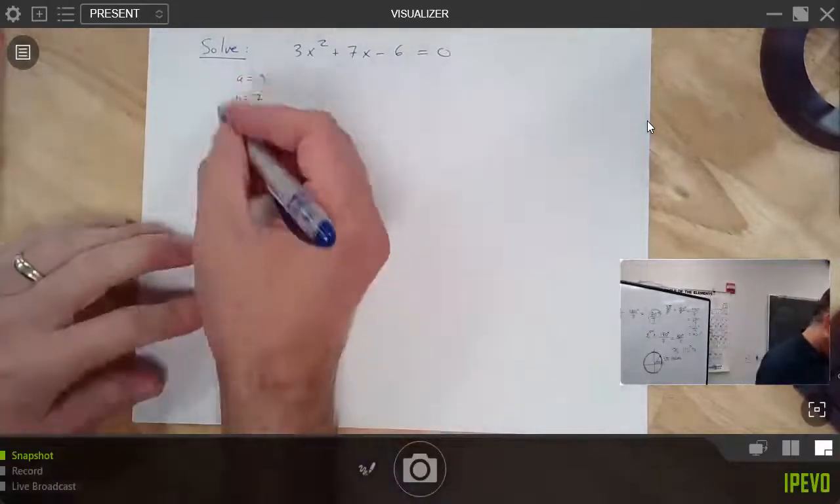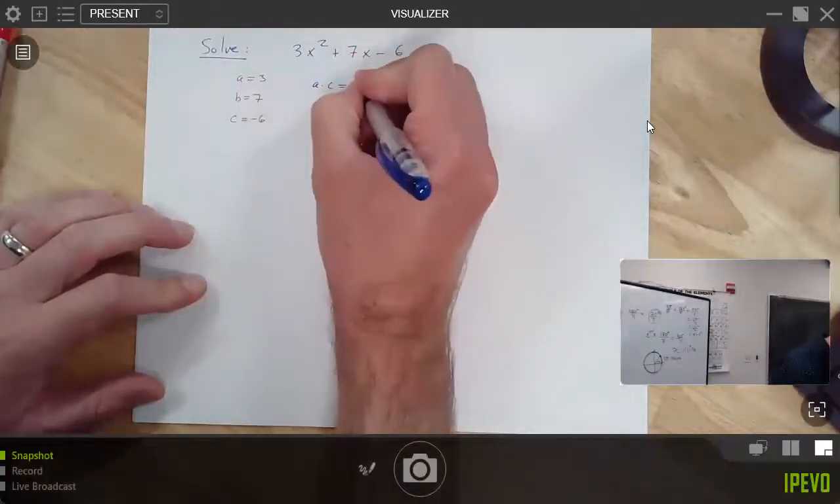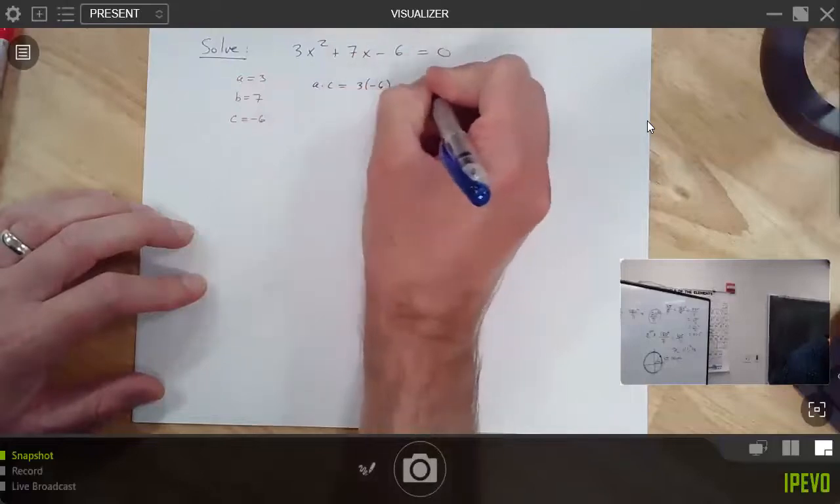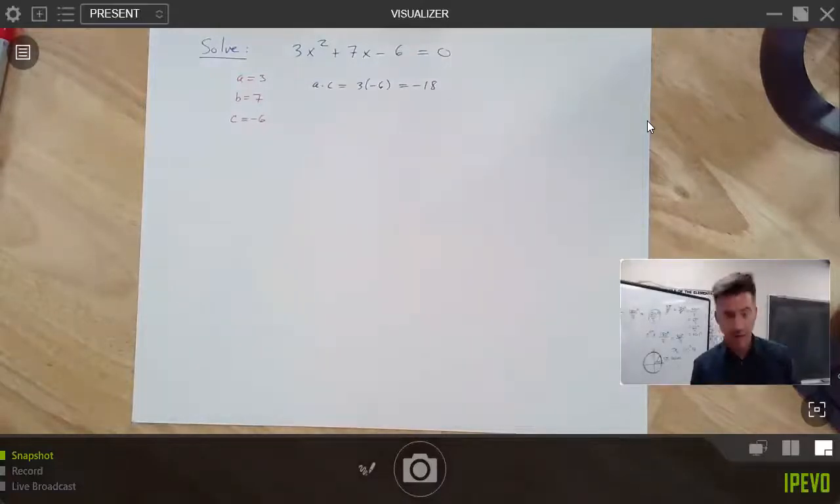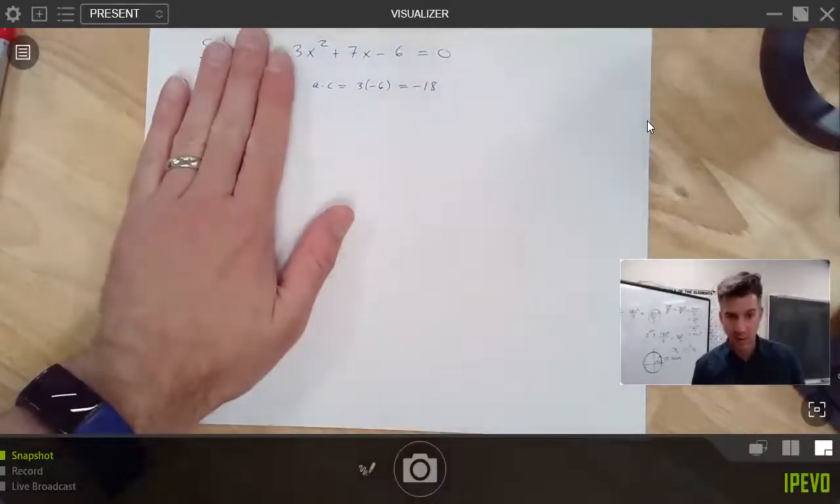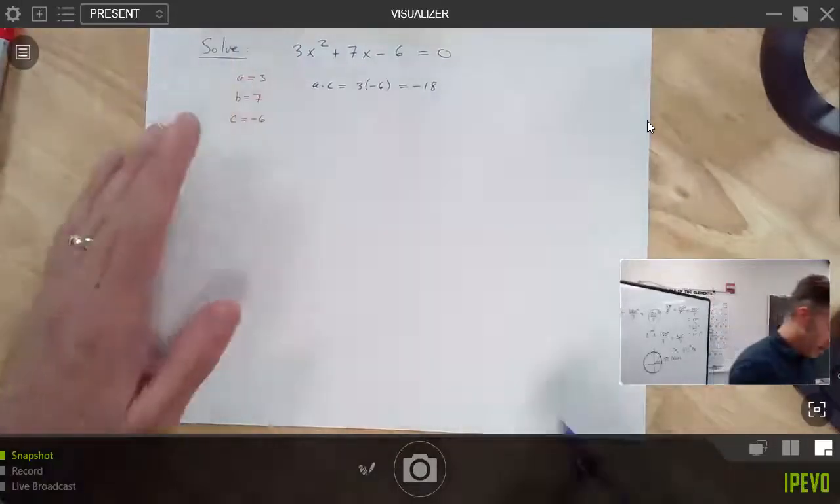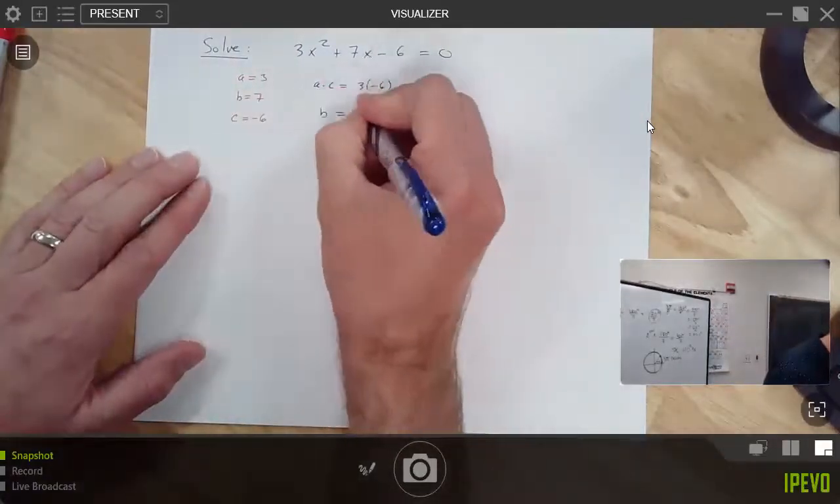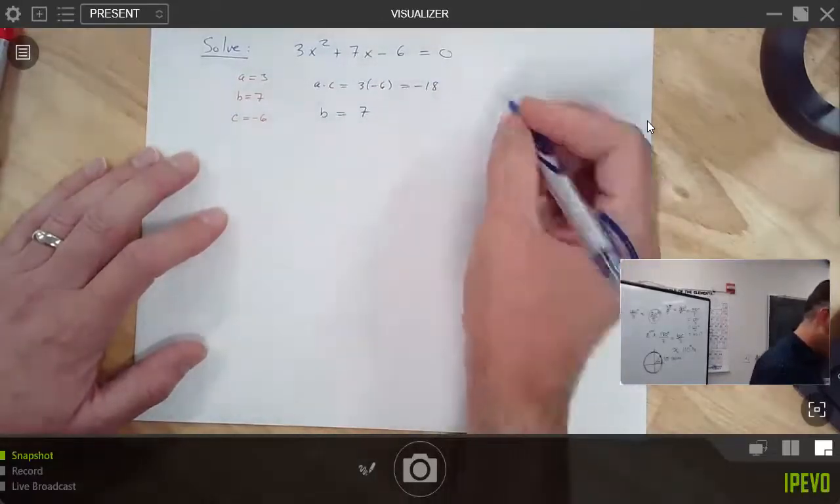So I could not write this down and still write something like a times c equals 3 times -6 equals -18. And all of us would know what we were talking about, even if we didn't write down the red part there. We all are on the same page. And then we also know that our b value is +7. So we're looking to multiply to this and add to this.